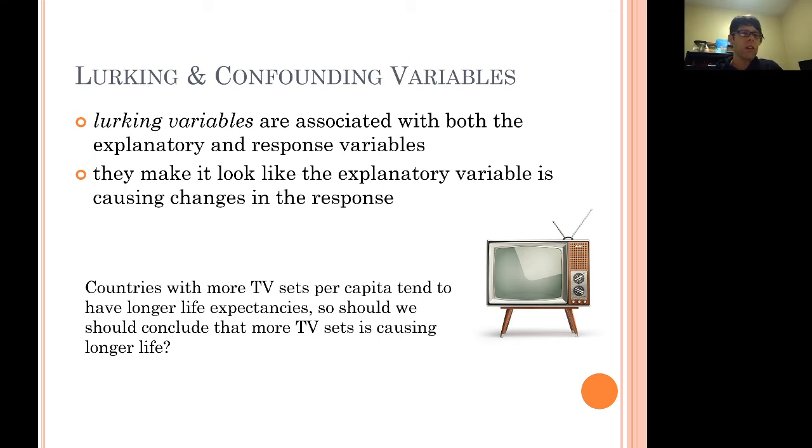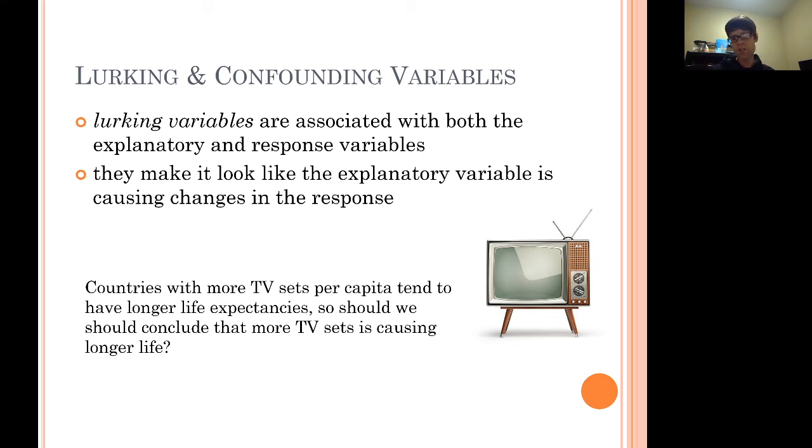Okay, so let's do a little dive into a couple of scenarios to try to get you used to lurking and confounding variables. Typically, a lurking variable is associated with both the explanatory and response variables, and this is probably going to be a majority of your variables that are working discreetly and secretively in the background. And like I said, they make it look like the explanatory variable is causing the change in the response variable, but that may not necessarily be the case.